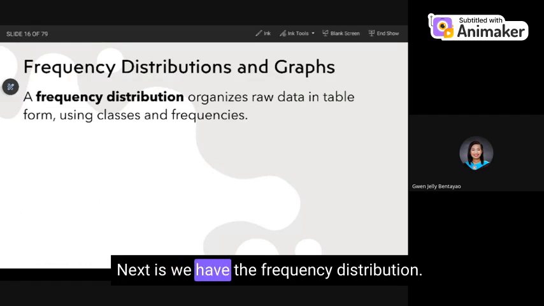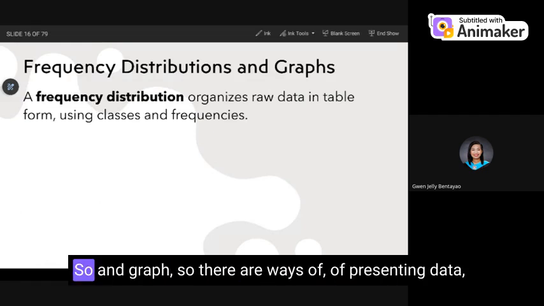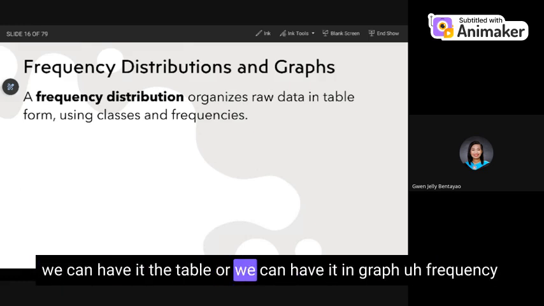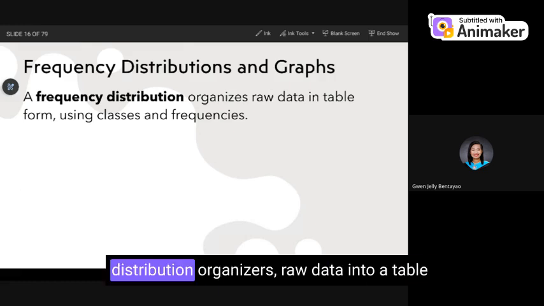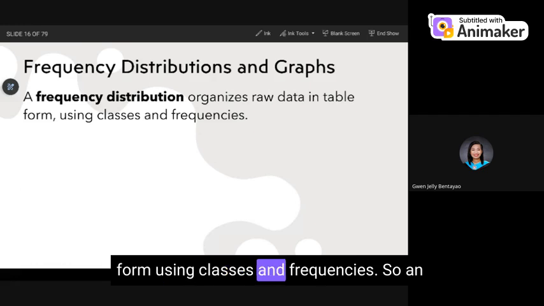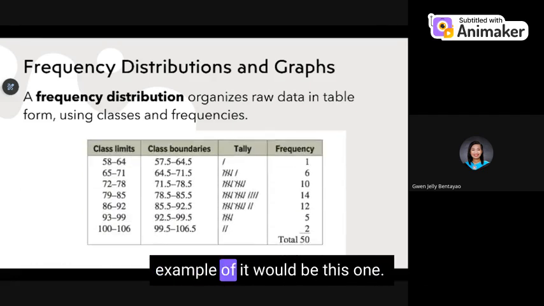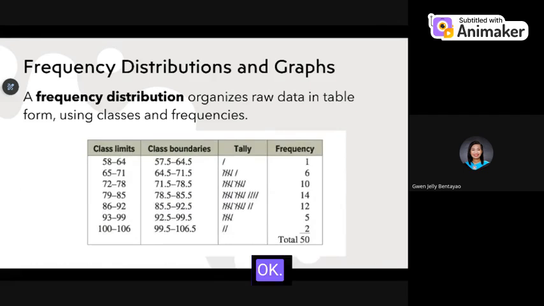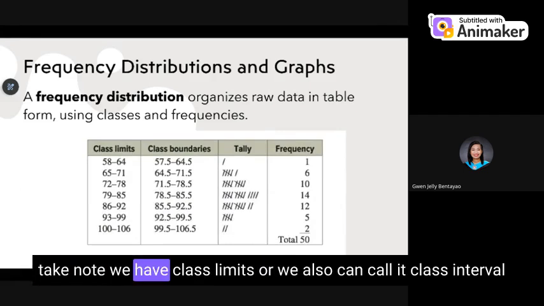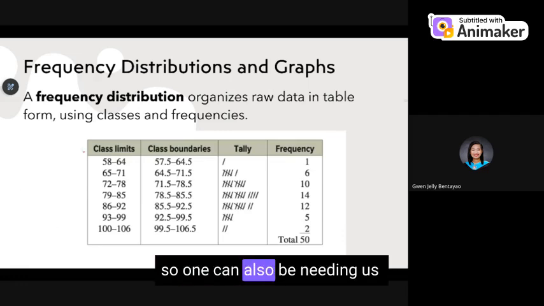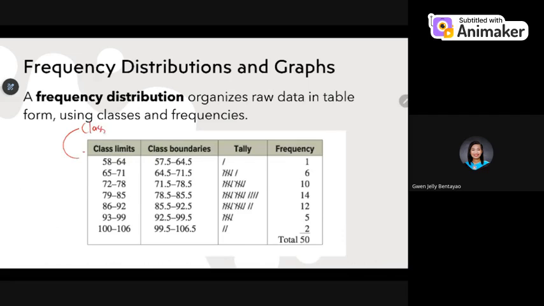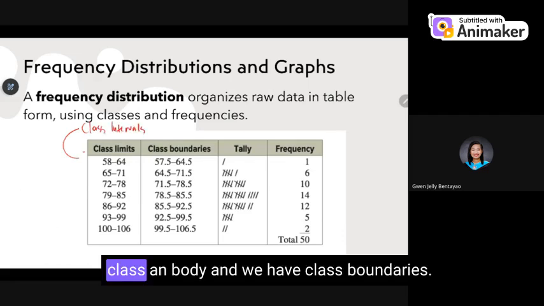Next we have the frequency distribution and graph. So there are ways of presenting data. We can have it in a table or we can have it in a graph. So frequency distribution organizes raw data into a table form using classes and frequencies. An example of it would be this one. Okay, so take note, we have class limits, which we can also call class interval. And we have class boundaries.